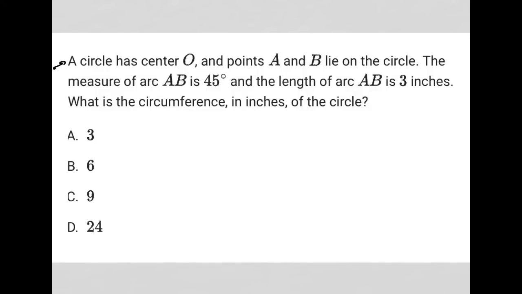So this question says a circle has center O and points A and B lie on the circle. So I'm just going to use plug-in picture here. I'm going to draw a circle just so I have a visual of what's being described, and label it by putting a center there and labeling that as O.